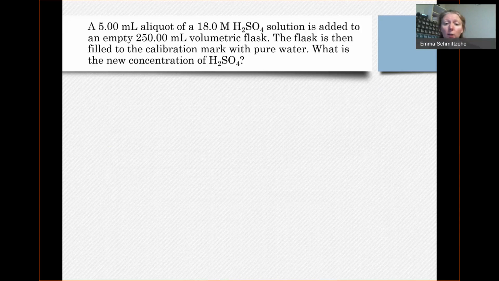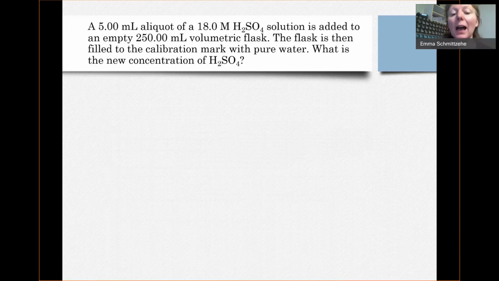You have way more than you need, and what you do is you take a 5 ml portion of it, or a 5 ml aliquot, and you're putting that into a different flask. You're putting it into a flask that is meant to give you an ending volume of 250 milliliters. Okay, so a 250 ml volumetric flask. You transfer that 5 mils, and then you add water until it is filled to the 250 mil. Okay? So we have three values here, and we should be able to solve for the fourth.